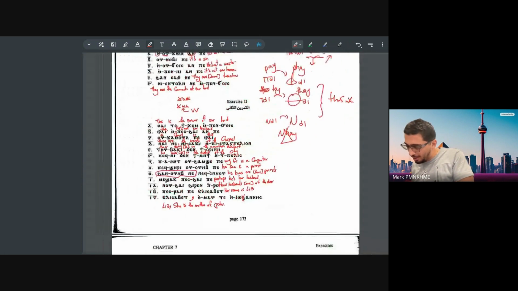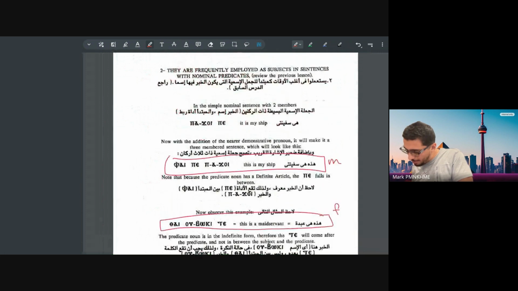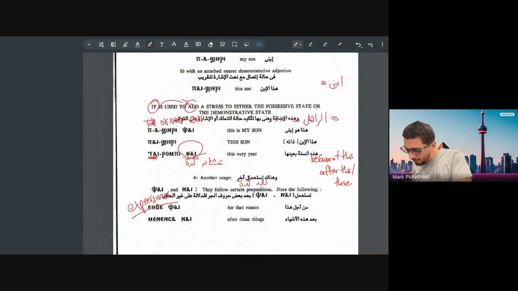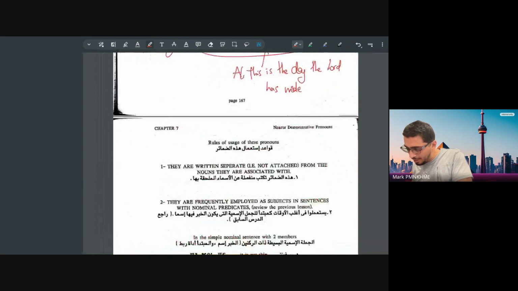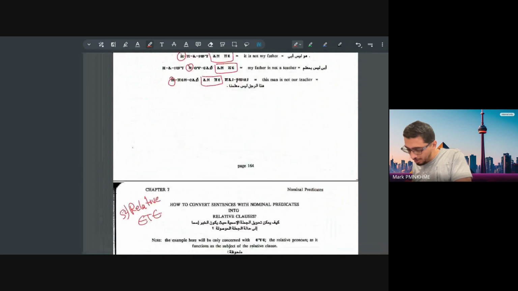Let me check something. I hope I'm wrong. Maybe I'm wrong. Let me double check for negation. What happens? Where is negation? I wonder if things change in negation. It's the second time I see it. I don't think I know it this way. But let me double check. Oh, we said something about it.